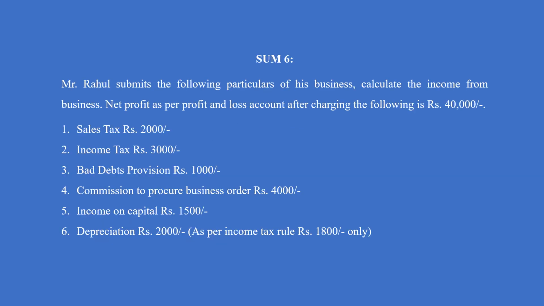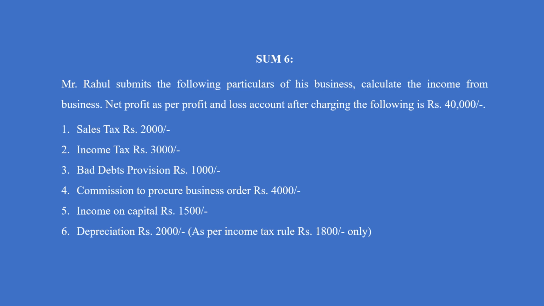Sum number 6. Mr. Rahul submits the following particulars of his business. Calculate the income from business. Net profit as per profit and loss account after charging the following is given as 40,000. We are going to calculate the business income of the person. Net profit after charging all these things is given to you, like the sales tax, income tax, bad debts provision, commission to procure business orders, interest on capital, depreciation is given, and depreciation as per income tax rule 1,800 only should be given. So that is also given to you.